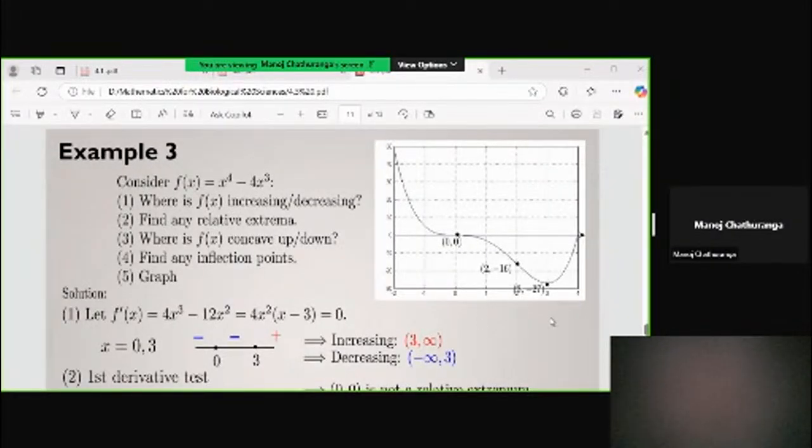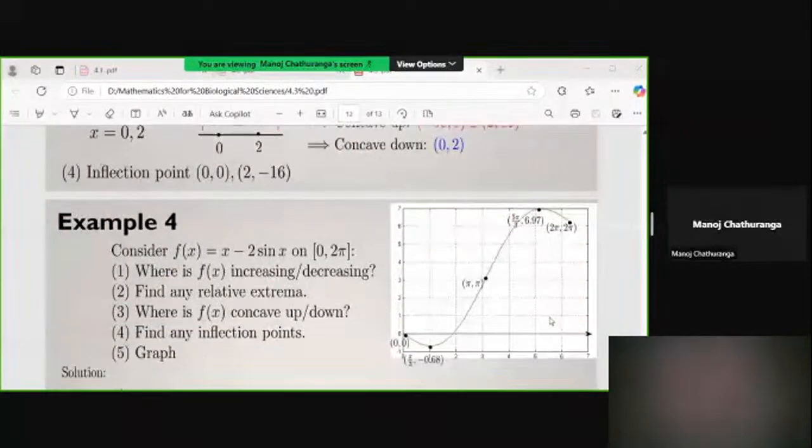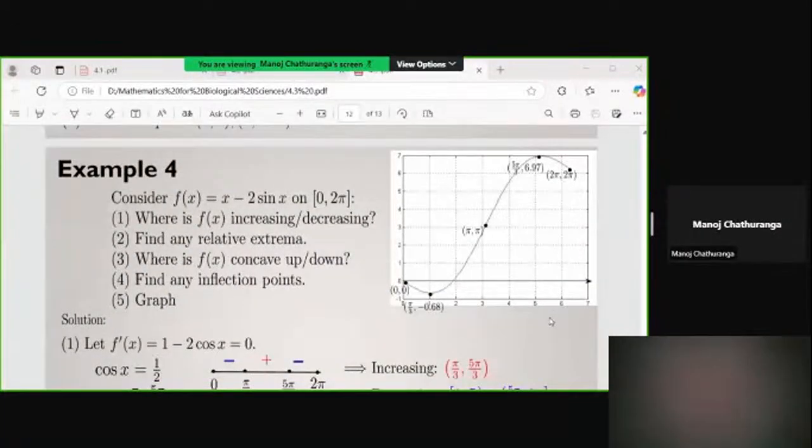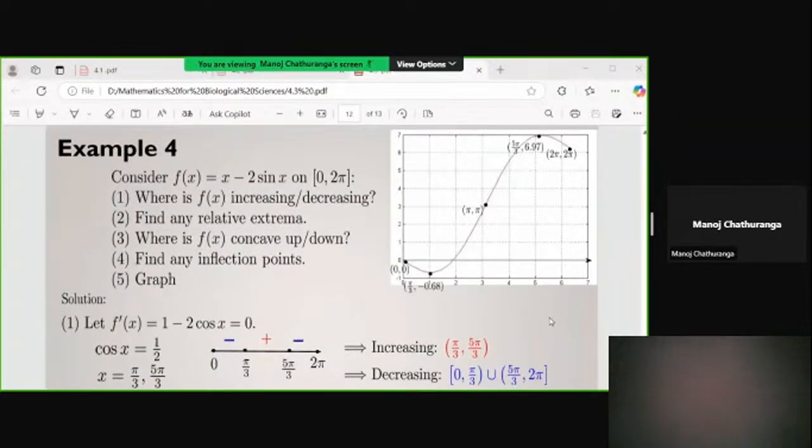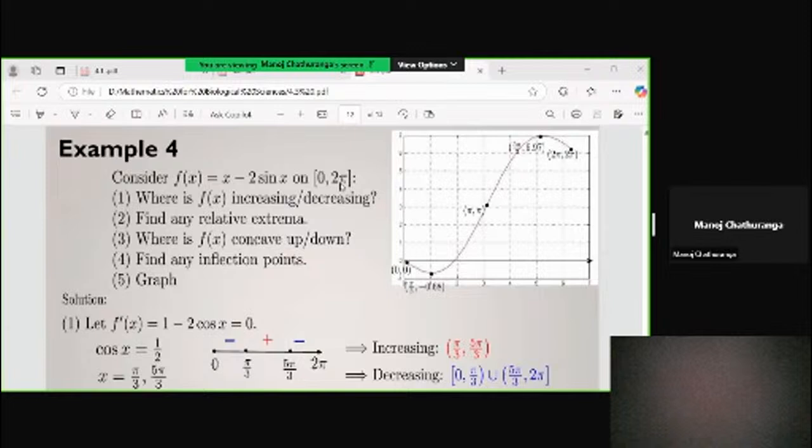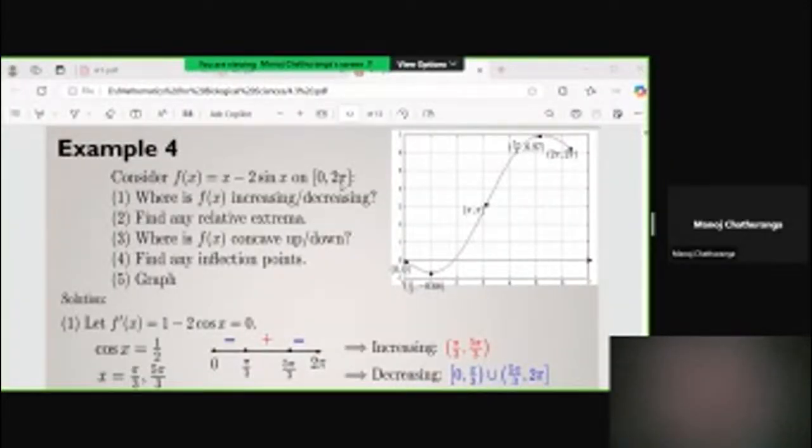All right. We actually made this function yesterday and we realized it in detail, but let's go through it again. x minus 2 sine x.